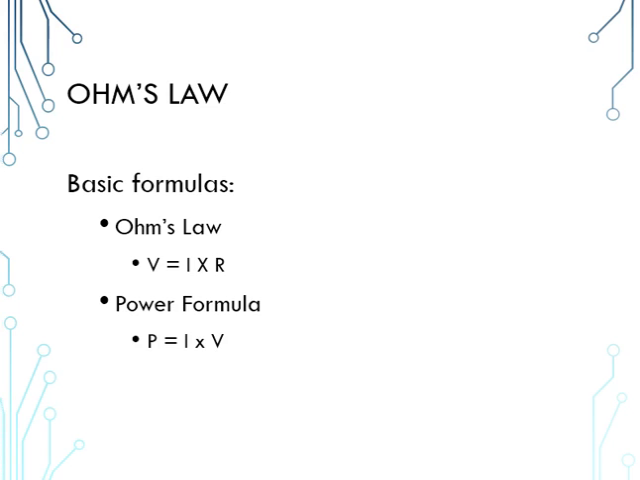Now when we get to Ohm's law and the power formula, we have two basic formulas. Ohm's law would be our voltage is equal to the current times resistance, and our power formula is our power is equal to our current times the voltage.